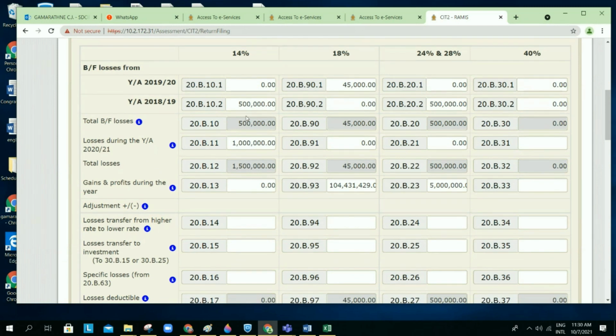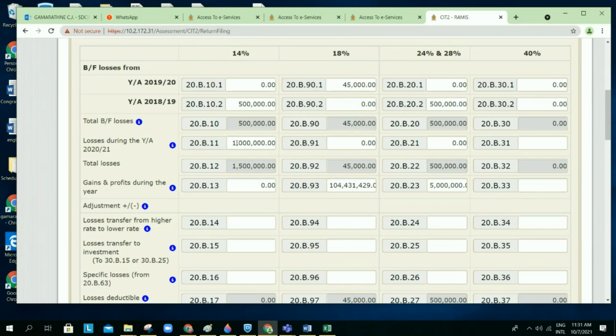Therefore, this amount we have considered as 18-19 brought forward losses. Then I have entered 500,000 in 18-19. This amount is related to the 16-17 loss incurred. Okay. Then for 19-20, under the 18 rate we have 45,000, and under the 24 rate we have 500,000 brought forward losses. Then the total brought forward losses comes here.